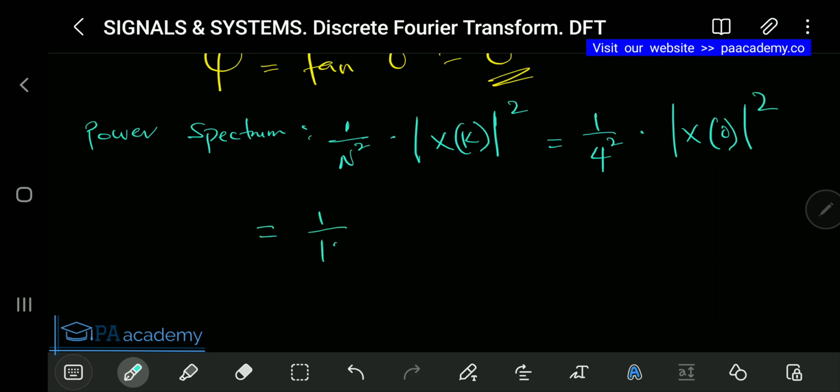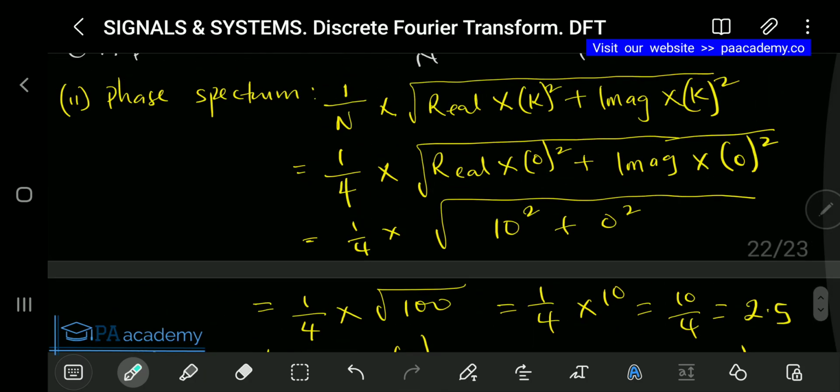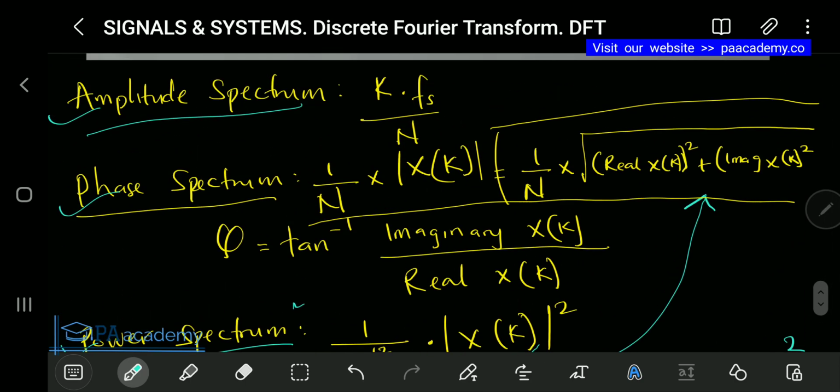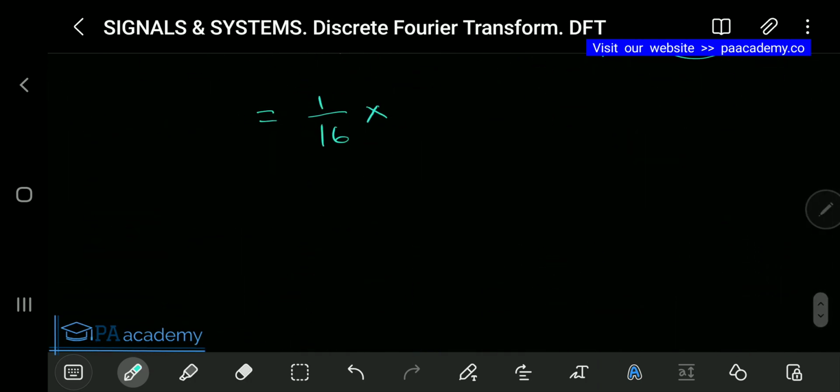So this will be 1 over 16 multiplied by, now what we are having here, the difference between this, okay, let me go back to that formula again. Alright, so what we are having here for the power spectrum is the square of this value here. Exactly. So that means whatever we get when calculating the phase spectrum, whatever our x of k is, once we want to apply it to the power spectrum, we just square it. Exactly. So that will save us some time.